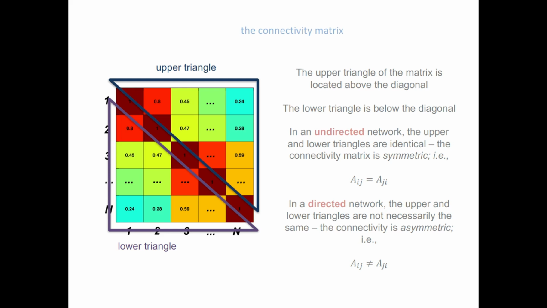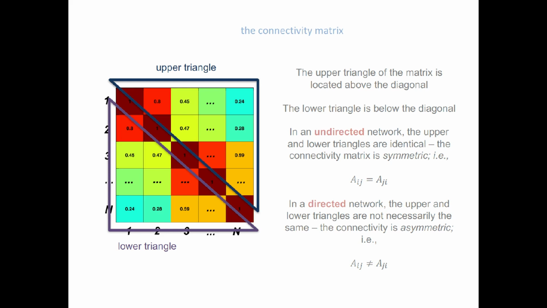So for example, here the connectivity between region 1 and region 2 is 0.8, between 1 and 3 is 0.5, 4, 5, and so on. And we can split this matrix into an upper triangle, everything above the diagonal, and a lower triangle, everything below the diagonal. Now, in the case of an undirected network, say a diffusion MRI network or a correlation-based network where a measure of connectivity is symmetric, the upper triangle and the lower triangle are the same. They're mirror images of each other.